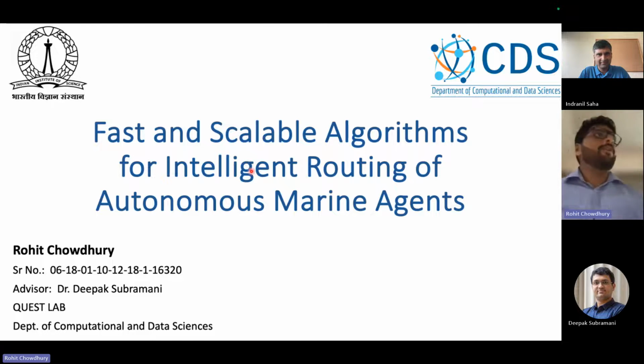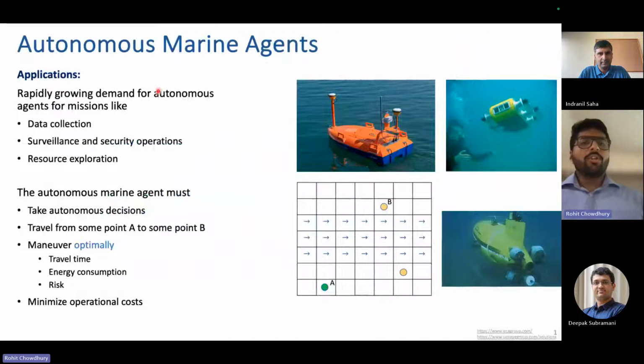So, today I'll be talking about my work that I've done during my PhD, and it's about fast and scalable algorithms for intelligent routing of autonomous marine agents. Autonomous marine agents, like the ones that you can see in these pictures, can be surface autonomous vehicles or underwater autonomous vehicles. They are rapidly going in demand because they're very useful in missions like data collection for surveillance and security operations or resource exploration.